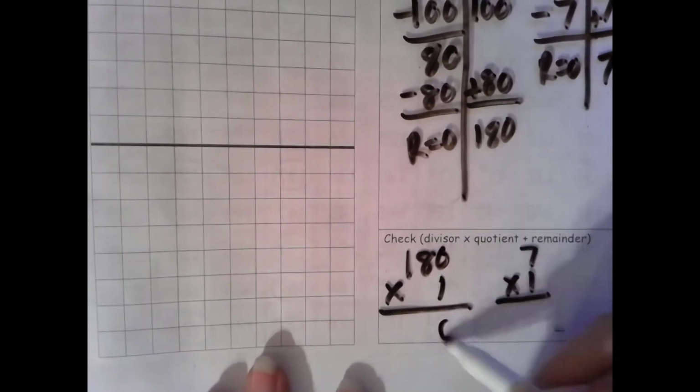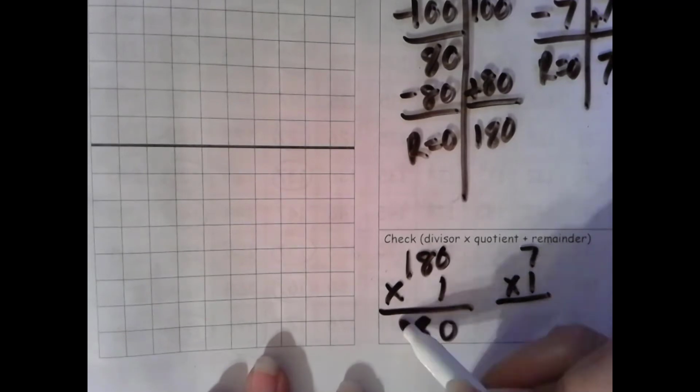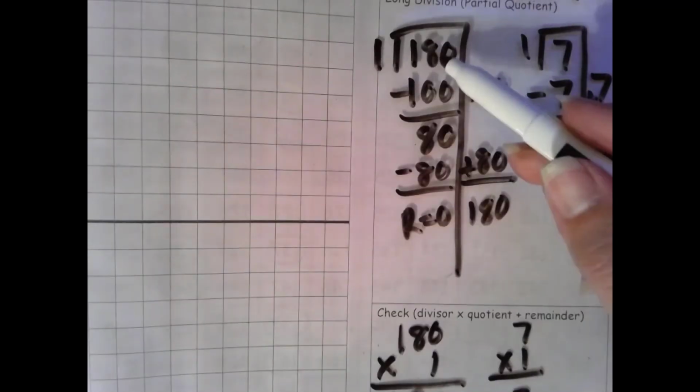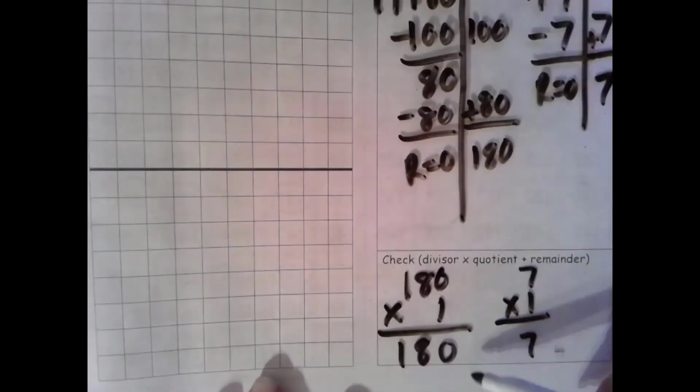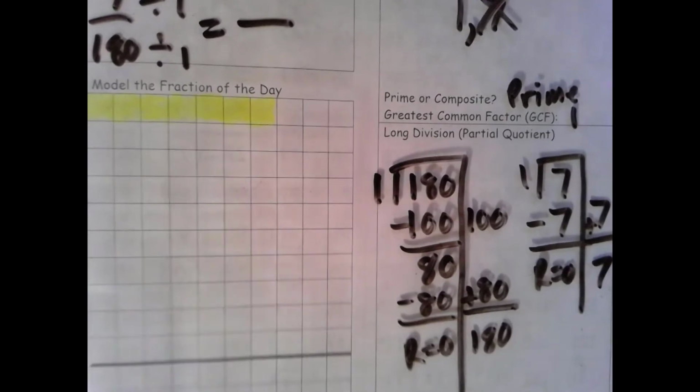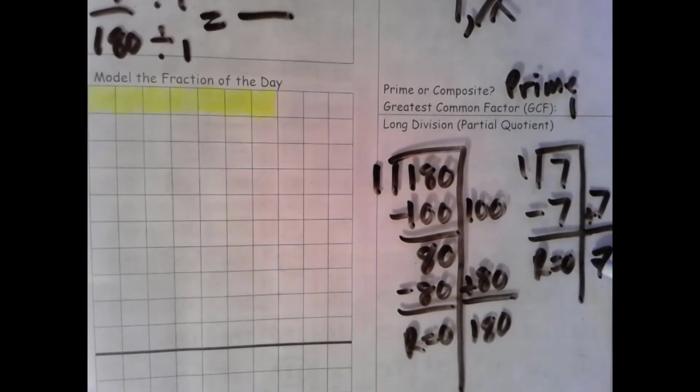1 times 0 is 0. 1 times 8 is 8. 1 times 1 is 1. 1 times 7 is 7. So those match our dividends. They check. So our numerator is definitely 7, and our denominator is definitely 180.